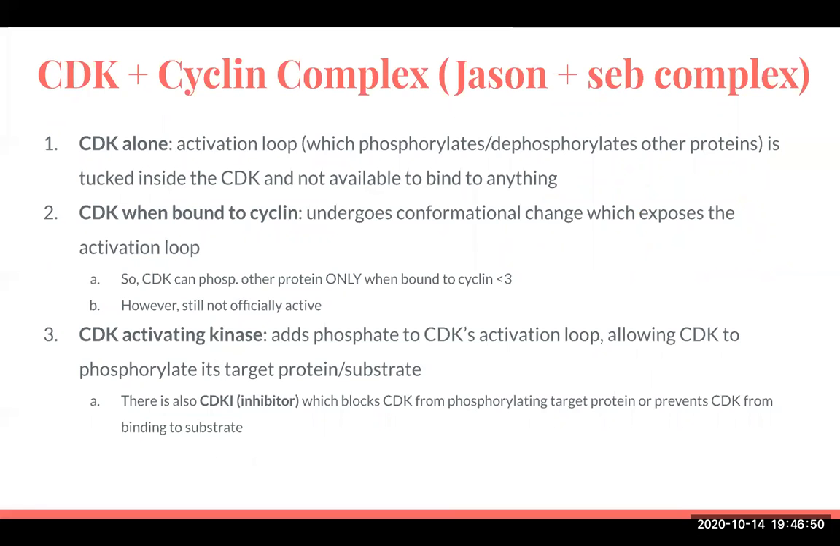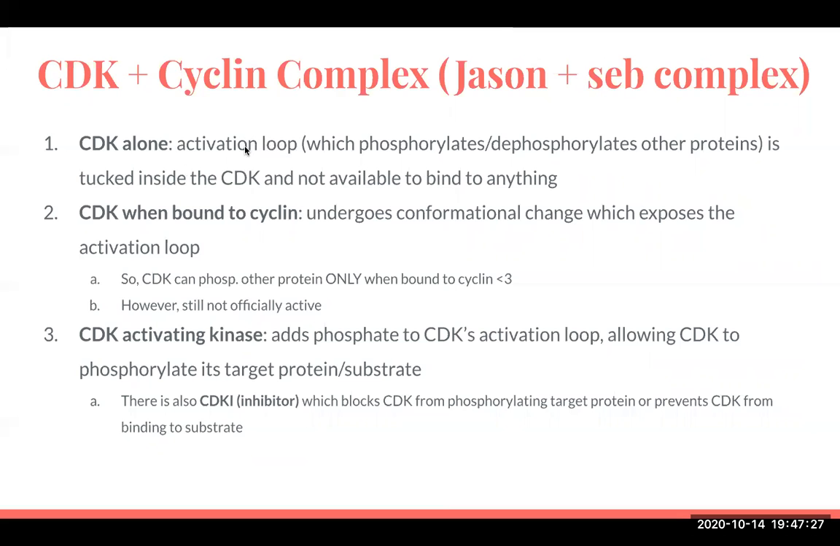So a little bit more about the cyclin and the CDK complex. I mentioned before that CDK alone can't do anything. CDK alone has an activation loop, also called a T loop. The activation loop in CDK is responsible for phosphorylating and dephosphorylating all the proteins. However, CDK alone is inactive, because the activation loop, the loop that does all of the phosphorylating and dephosphorylating, is tucked away inside the CDK.